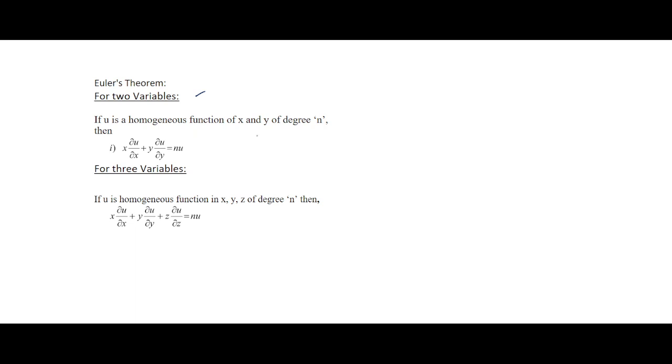If u is a homogeneous function of x and y of degree n, then x into ∂u/∂x plus y into ∂u/∂y is equal to n into u. That is for two variables, x u_x + y u_y = n u. n is the degree of the function, where that function must be a homogeneous function. Similarly, the theorem we can apply for three variables.